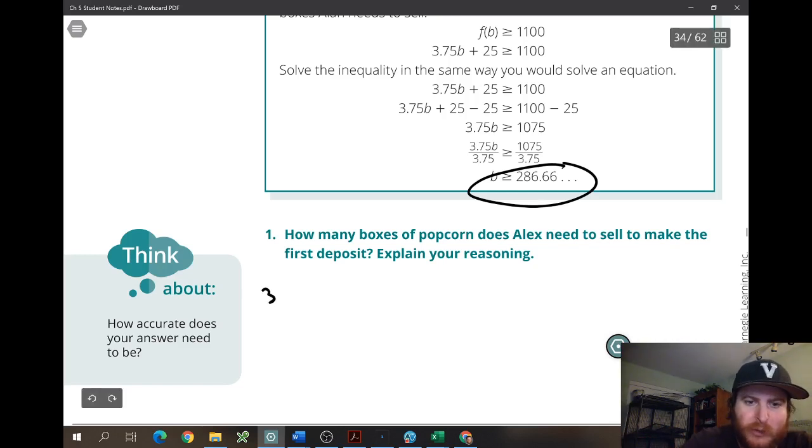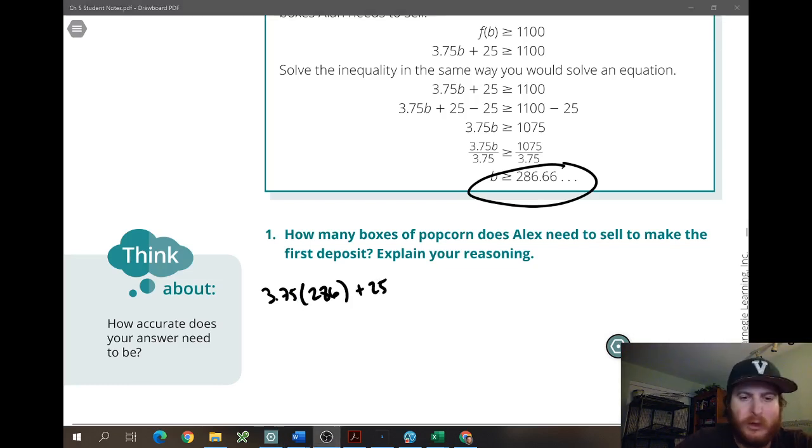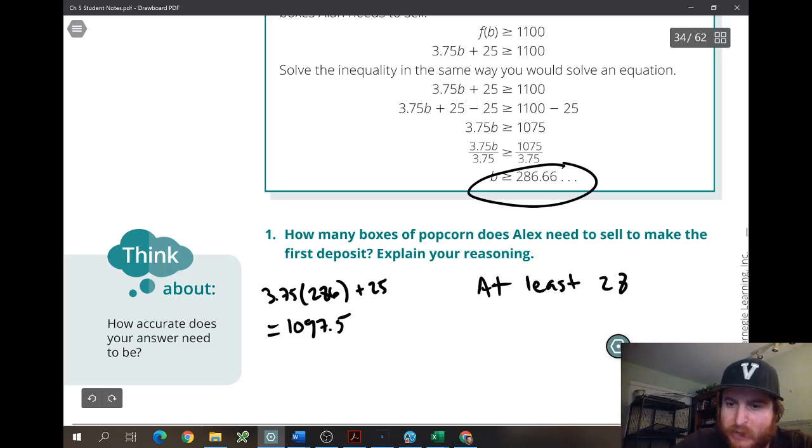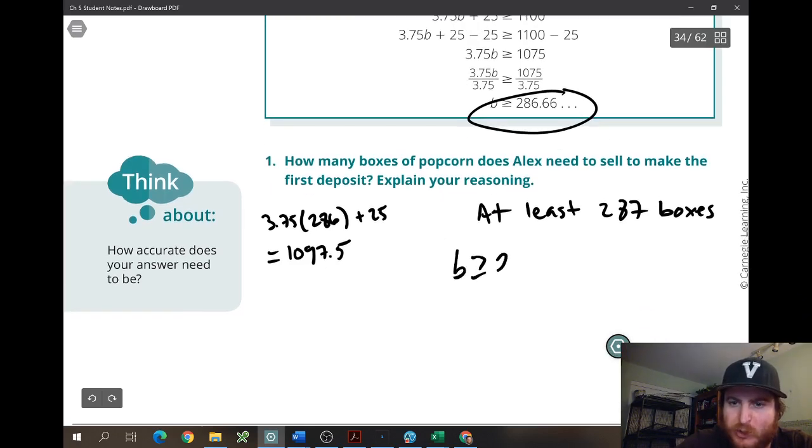You could even test that out: 3.25b, where the b becomes 286, plus 25. If you type that into a calculator, you end up with 1,097.5. So we're really close to 1,100, but we're not there. So Alan would actually have to sell at least 287 boxes. Technically, the right answer is b is greater than or equal to 286.66 repeating. But since we can't sell that many of a box, if you were explaining it to someone, you would say 287.